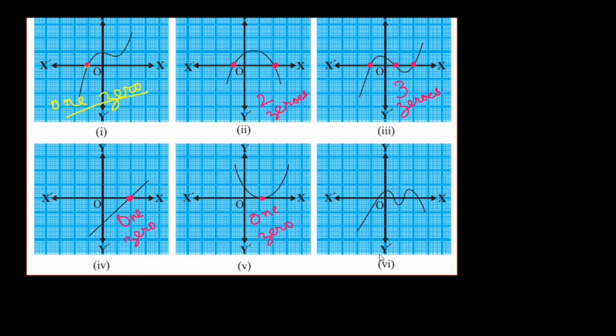Now let us look at this sixth one. Here the curve is intersecting x-axis at 4 different points. 1, 2, 3, 4. 4 different points. So this polynomial representing this curve has 4 zeros.